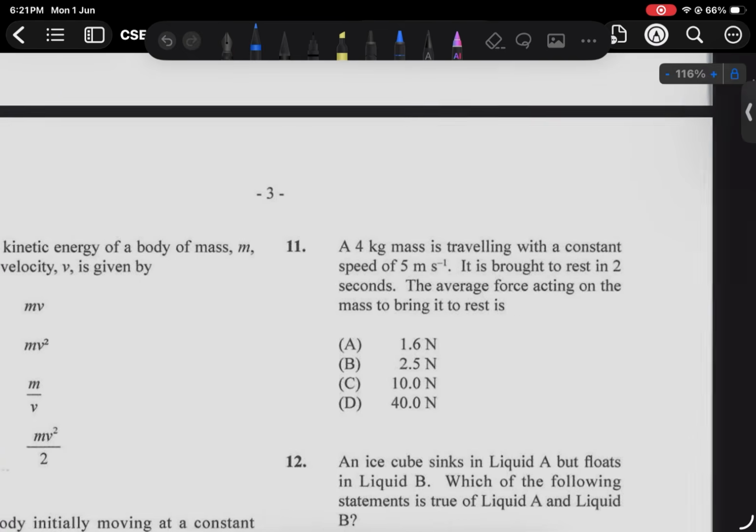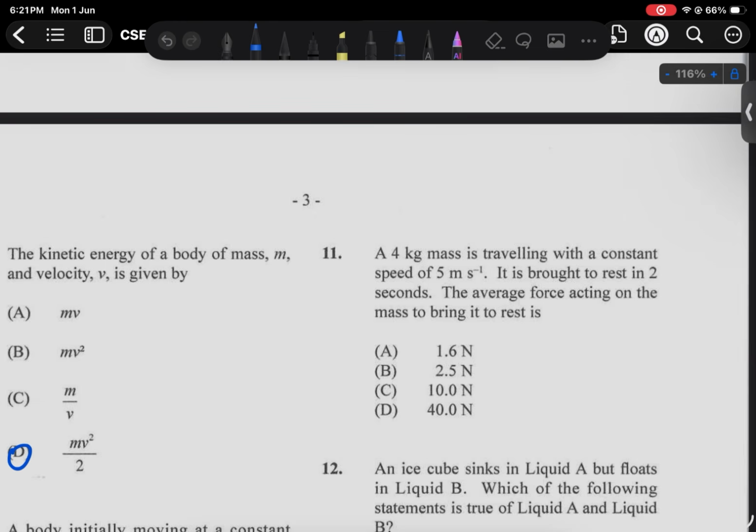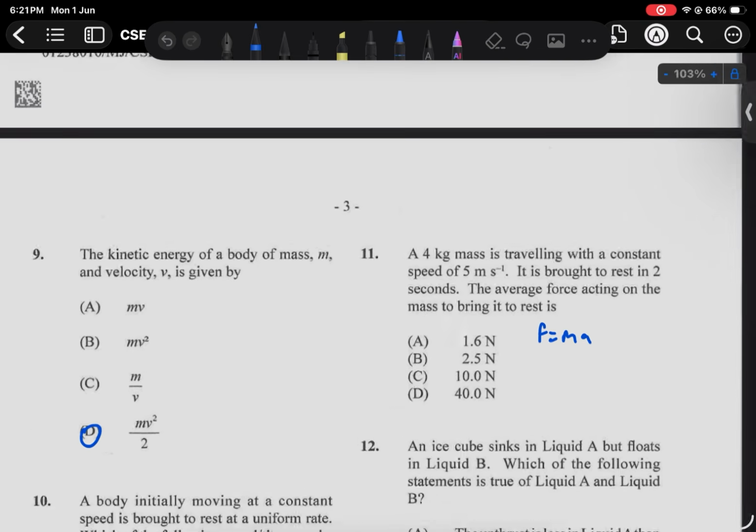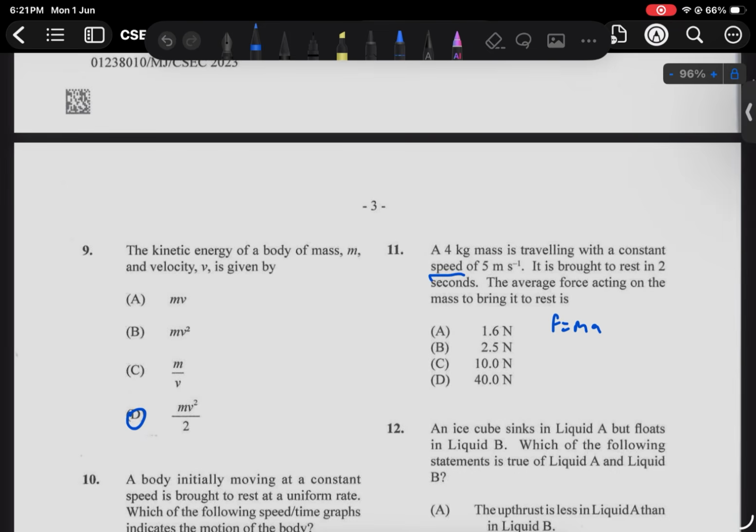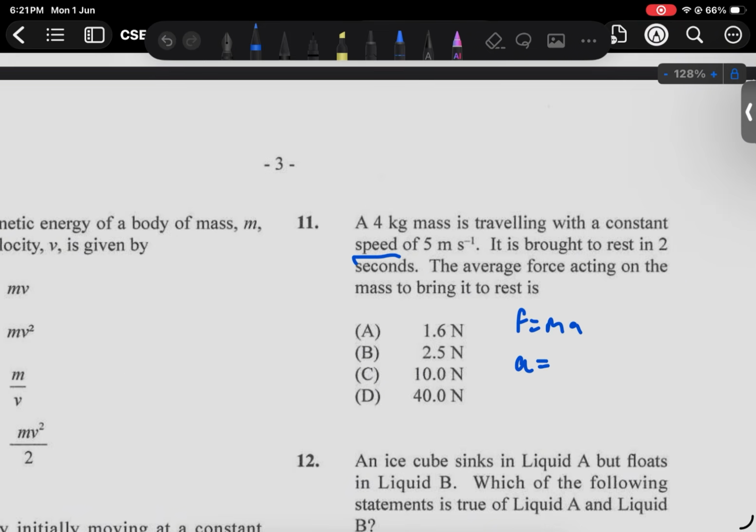A 4 kilogram mass is traveling with a constant speed of 5 meters per second. It is brought to rest in 2 seconds. The average force acting on the mass to bring it to rest is, so force equals mass times acceleration. We have the speed, but we don't have the acceleration. So you can find the acceleration by finding the gradient at which it slows down, which would be 5 over 2, which is equal to 2.5. So we sub that in.